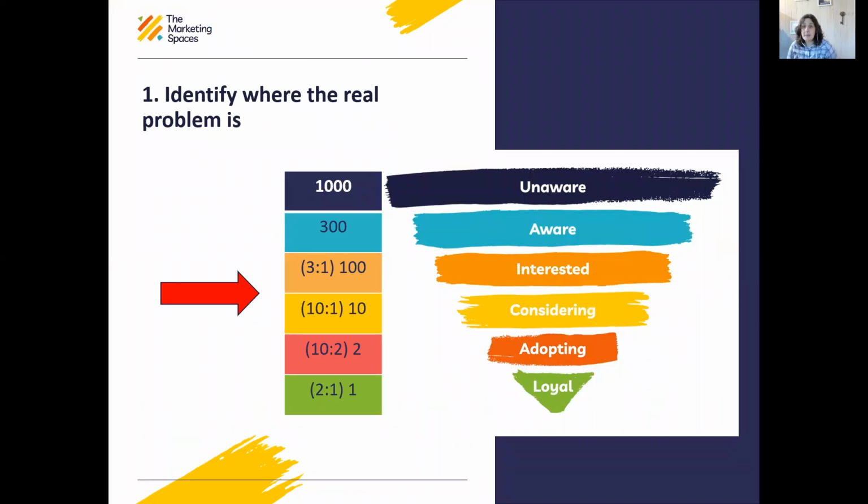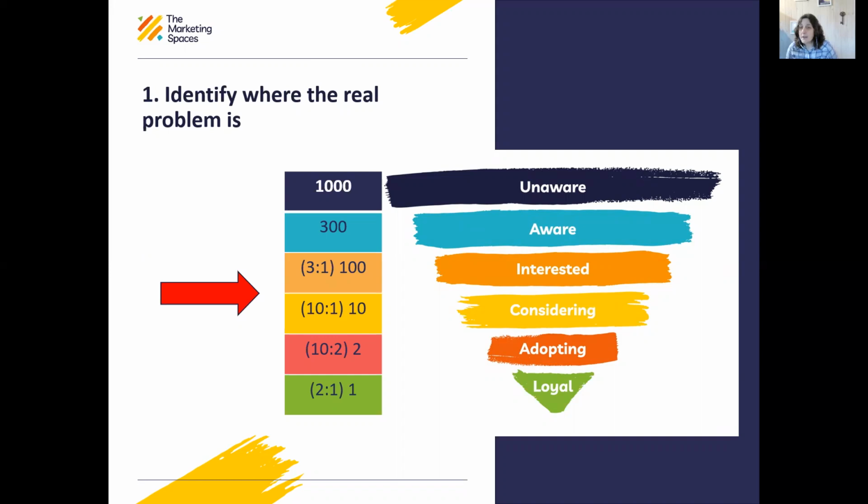So this is the buyer's journey. It's sometimes called the marketing funnel. You might also call it the sales funnel. We'll quickly work through it. So say in your marketplace, there's a segment where 1,000 people are unaware that you exist. 300 of them become aware. So that could be through activities such as social media, networking, PR, any of those awareness raising activities.